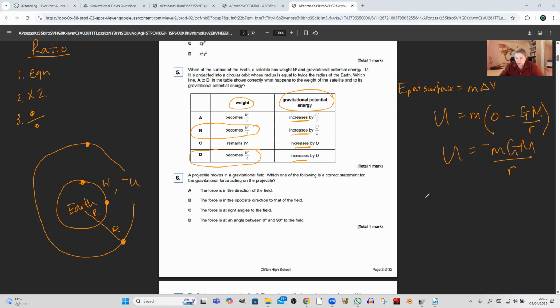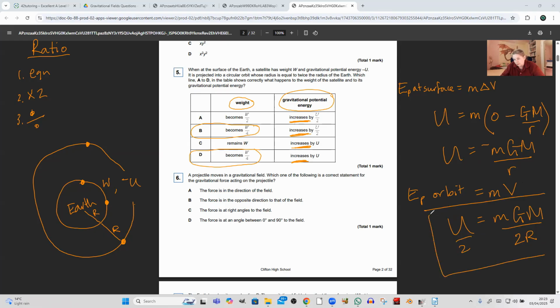Now what we've got to do is work out what EP is in orbit. So EP in orbit is going to be m multiplied by V in orbit, isn't it? Again, it's from 0. So it becomes, can you see, mGM over 2r. The difference, the change, they want the increase. Can you see, the change is half of U, because this is U over 2. So the change is U over 2. So it's that one. Oh, that was not very nice.